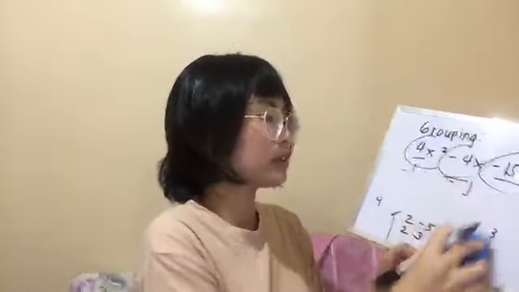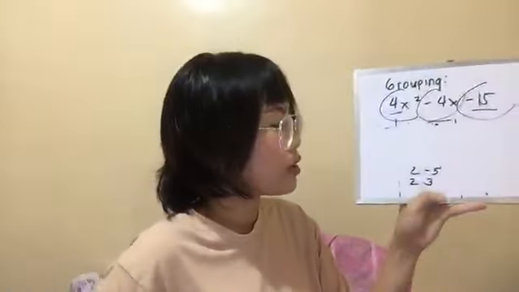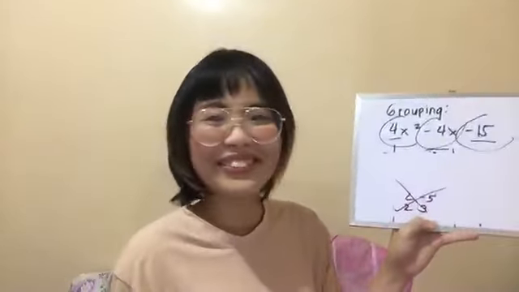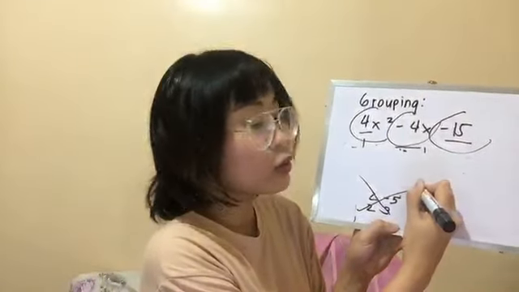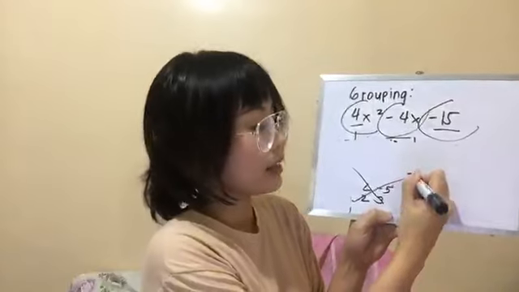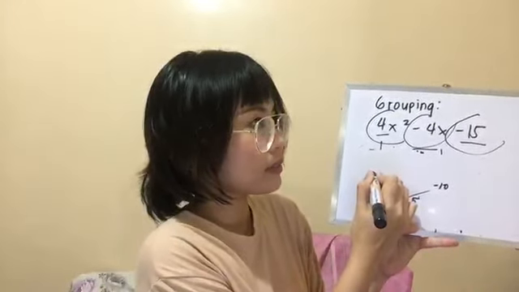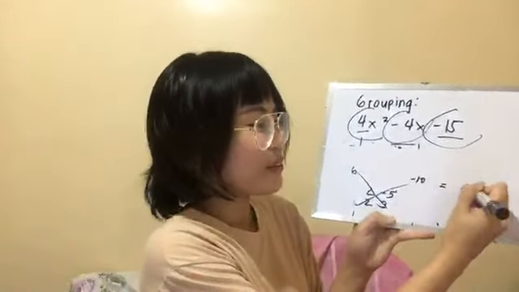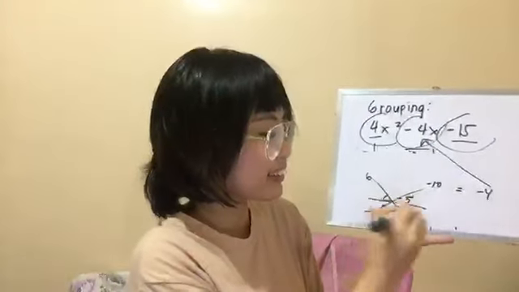Okay, so do cross multiplication. 2 times negative 5 is negative 10. 3 times 2 is 6. 6 minus 10 is negative 4. Negative 4 is the second term. So the factors will be like this.